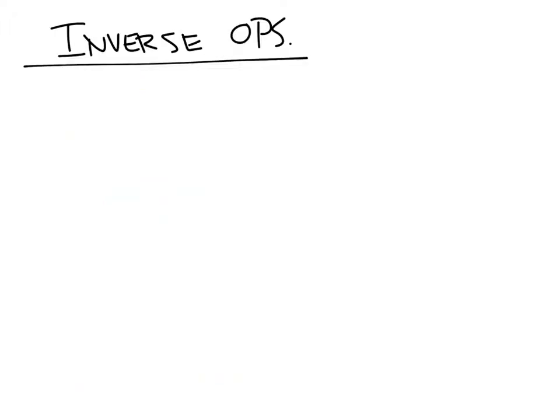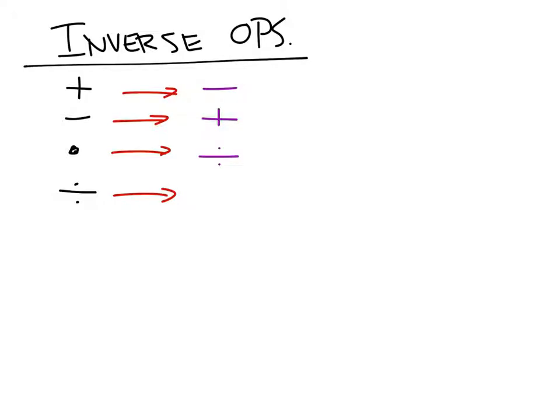Alright, so far we've learned several operations, such as addition, subtraction, multiply, and divide. Well, inverse ops for all 4 of these, we should be able to know by now. Inverse to addition would be subtraction. So inverse to subtraction is addition. Then inverse to multiplication is division. And inverse to division is multiplication.